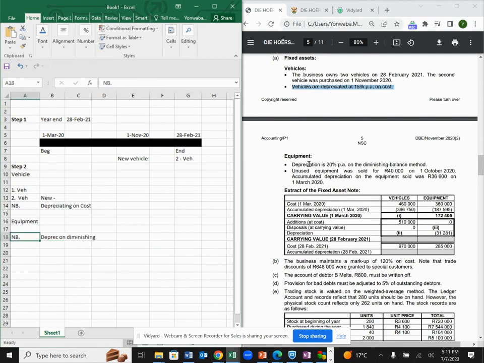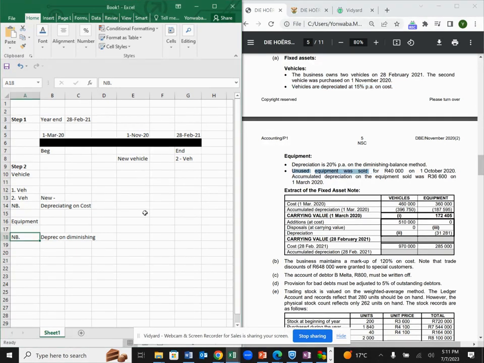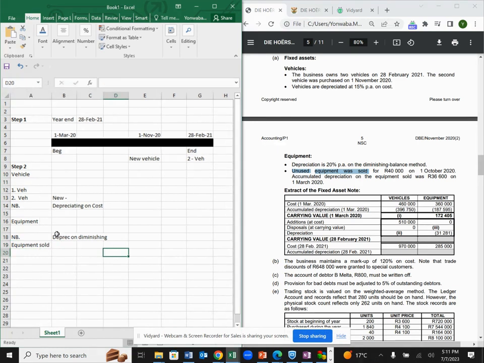NB: equipment was sold. Oh my God, they sold a vehicle. They sold an equipment. Equipment sold. What's the trigger? Oh, asset disposal. They sold an asset.